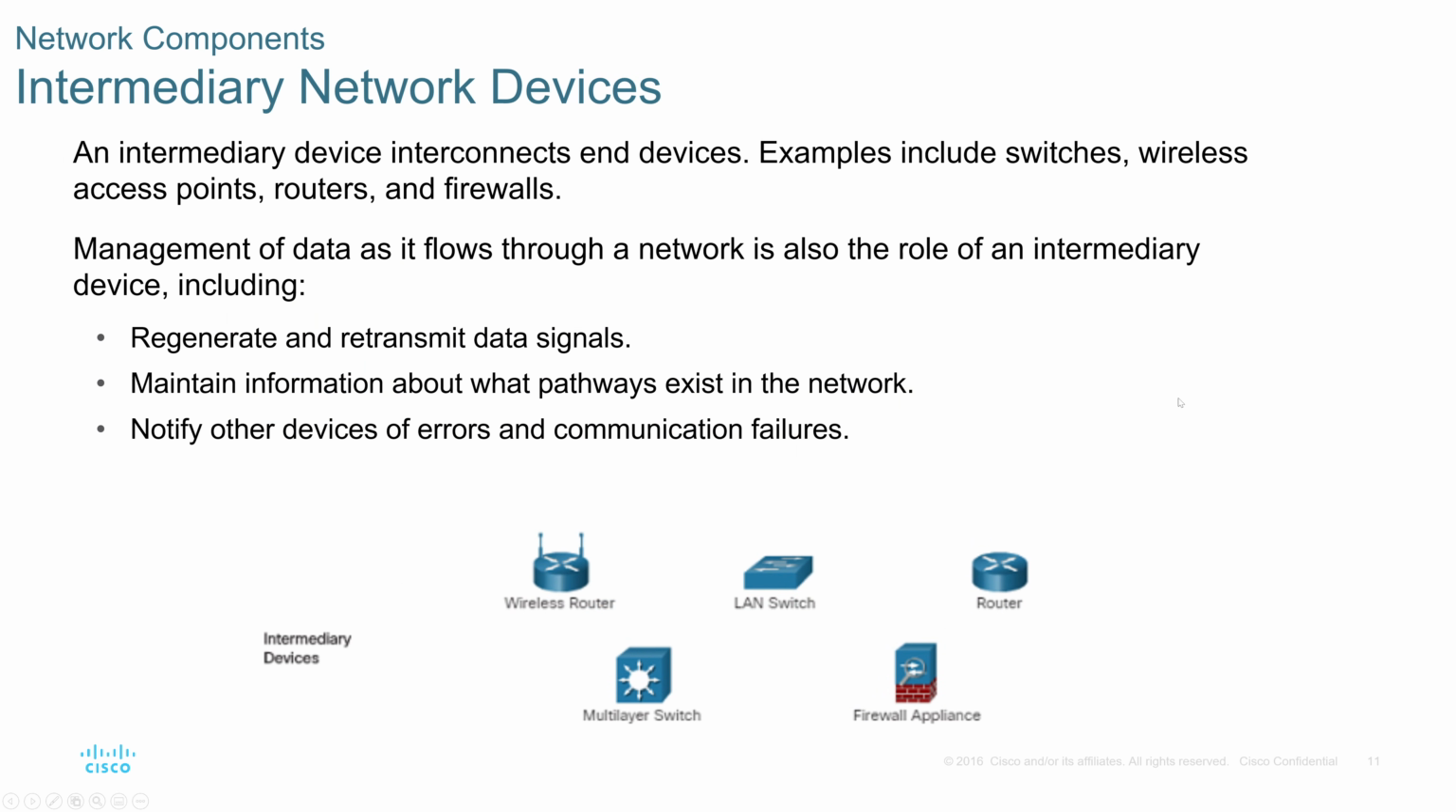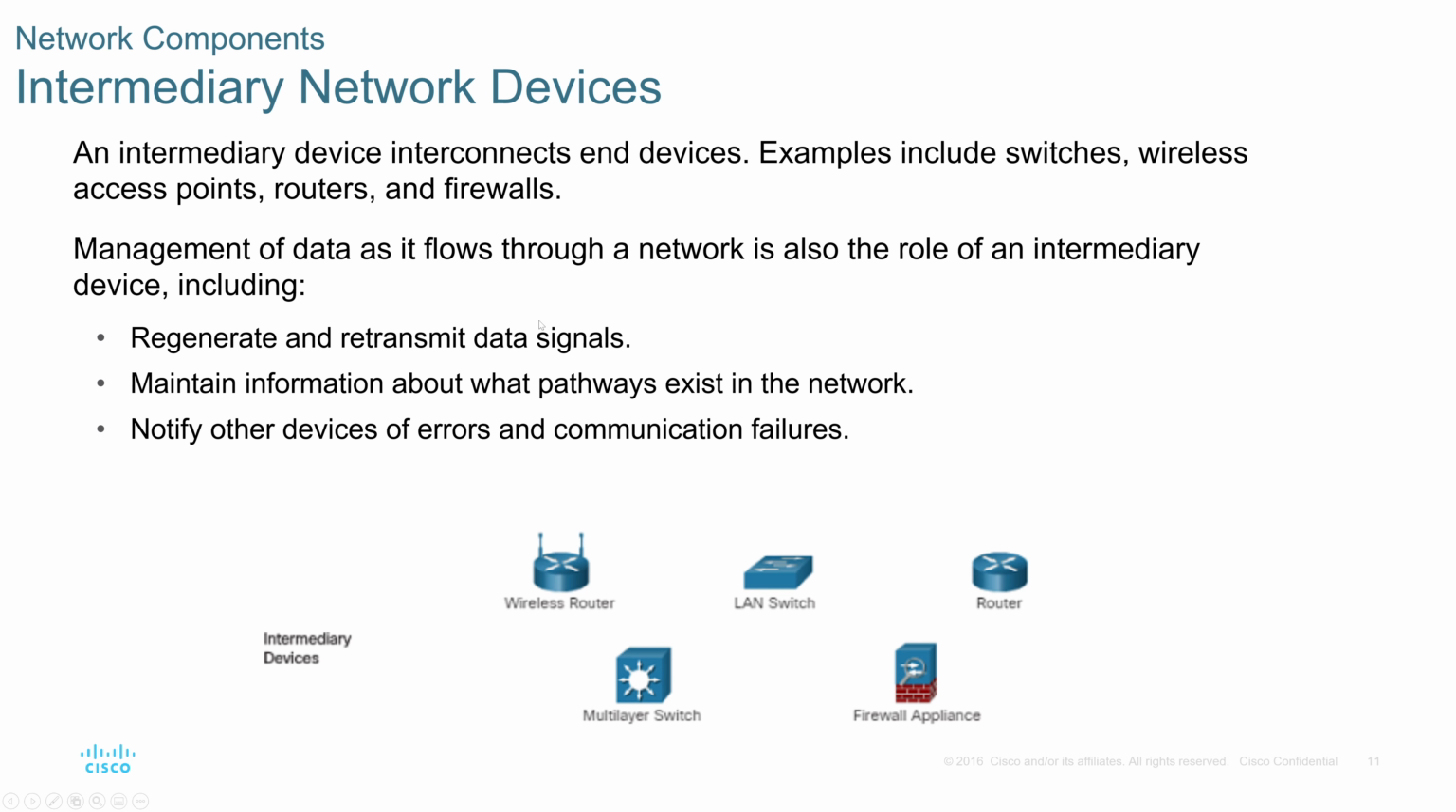The next network components could be categorized as the intermediary network devices. These intermediary network devices interconnect end devices. These include switches, wireless access points, routers, and firewalls. They are used for management of data as it flows through the network, which is also the role of the intermediary devices.